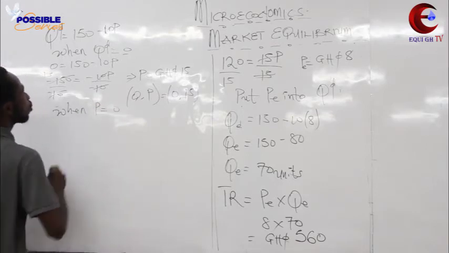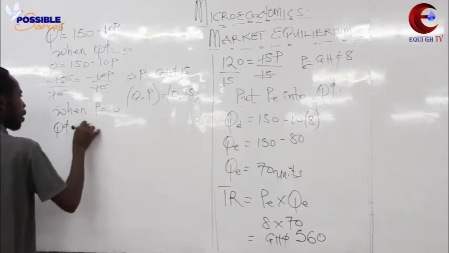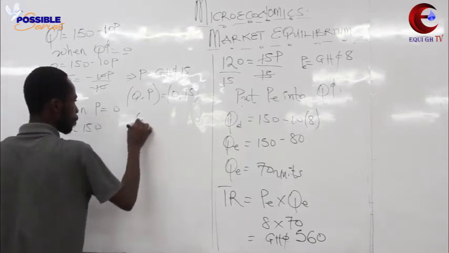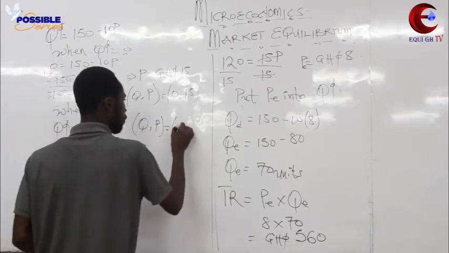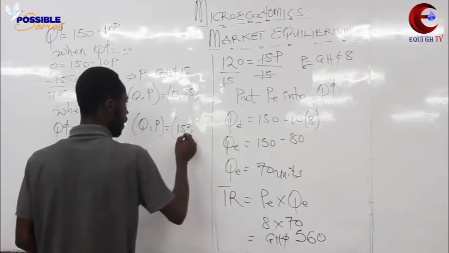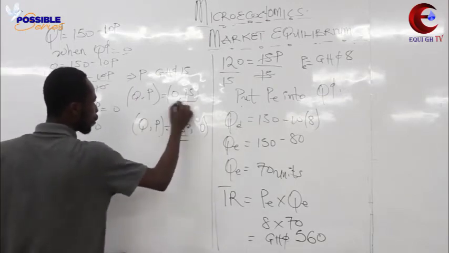When P is equal to 0, quantity demanded is equal to 150. So the coordinates are going to be 150 and then P, which is 0. I hope it makes sense. So I have two coordinates for demand.